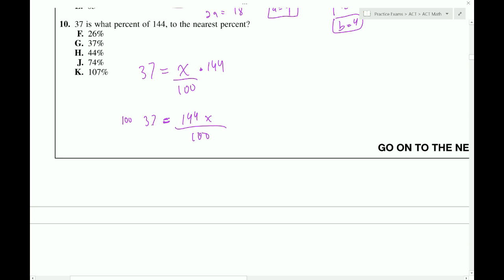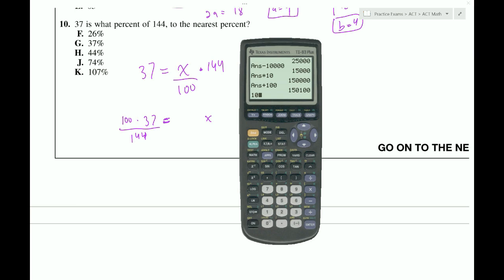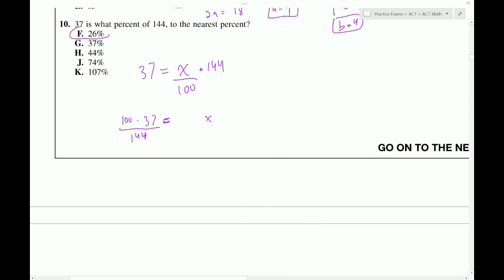Okay, and then the idea is to isolate for x, so I can move the 100 diagonally across the equal sign, and I can do the same thing with the 144, moving it diagonally downwards across the equal sign. Then I get x equals this, and I could just use my calculator from there. So 100 times 37, and that divided by 144. So you get 25.6, which is approximately 26%.